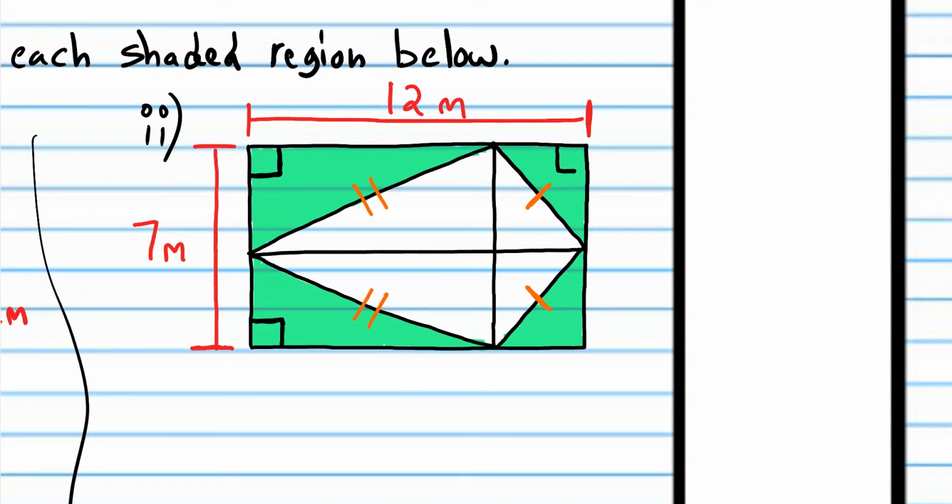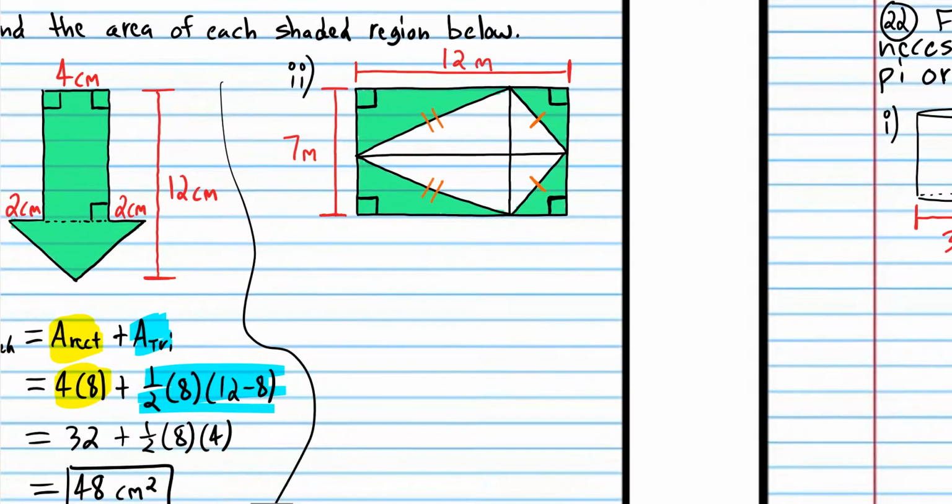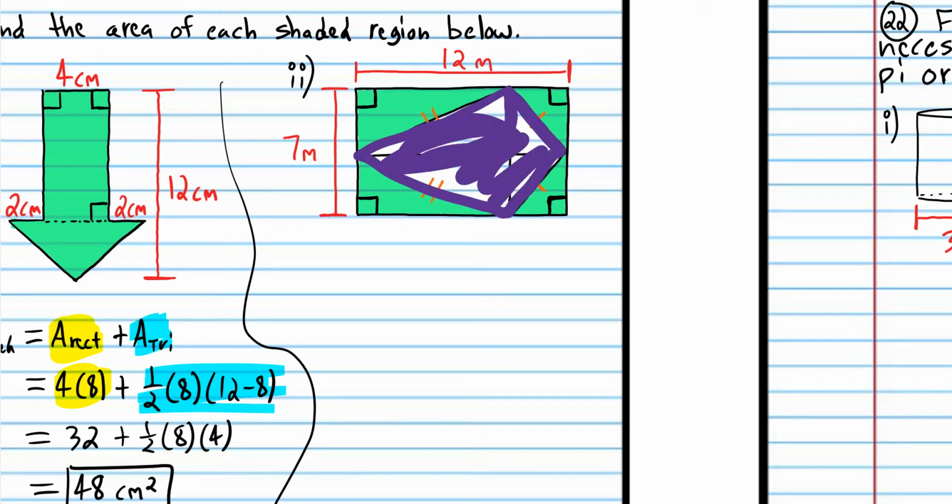A lot of times when you see problems like this, you're just supposed to assume it's a square, and it's probably okay to do that. But technically you should have those little squares there, so we know it's a rectangle. So we're going to find the total area of the rectangle, and then subtract the area of the kite, this area here.